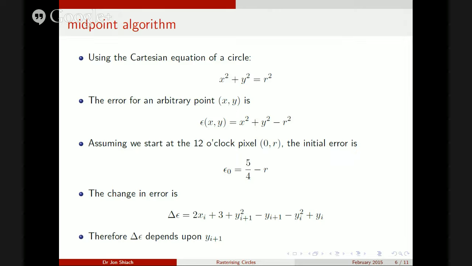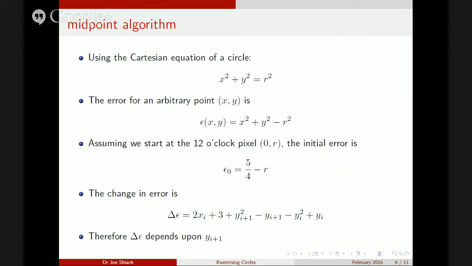Very simple. All we do is we keep track of what the error is. If it's positive, we illuminate one pixel. If it's negative, we illuminate the other. Okay, so that was the derivation of your change in error terms.